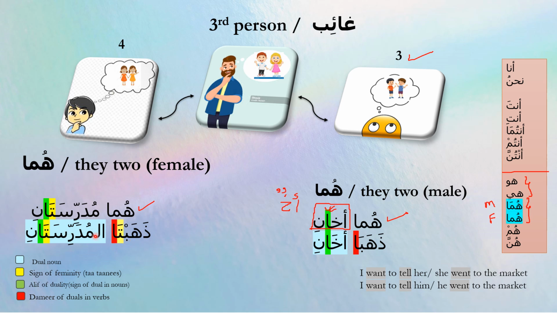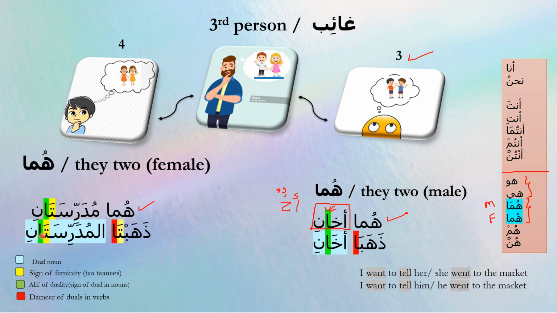And even if you hide the noun, you will still recognize by the verb with the sign of femininity and with the alif damir that two female people are going. And with the noun now, al-mudarrisatani, you will know that two female teachers are going. Now in the muthanna mudarrisatani, you will see the ta and the alif of duality coming only in the nouns.